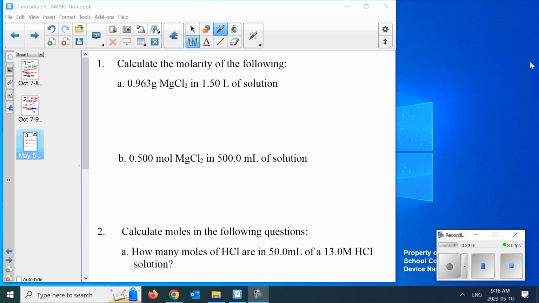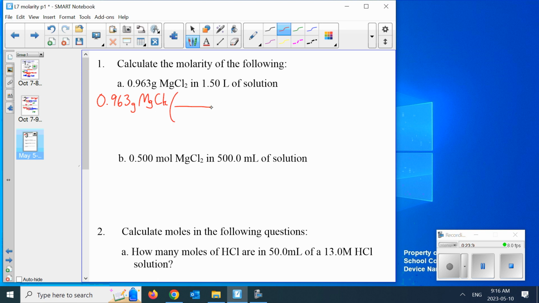So for the first few, 1A, I'll go into explicit detail here on how to do it. Calculate the molarity of the following. I start with the given thing. I want to get molarity. So I need moles, and then I divide by liters. So I start with a single item that's not a fraction. Grams MgCl2. I've always said I'm looking for this in your work, labeled as a chemical, like the unit in the chemical.